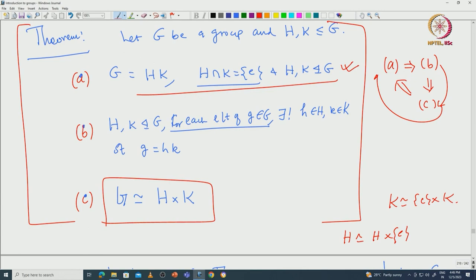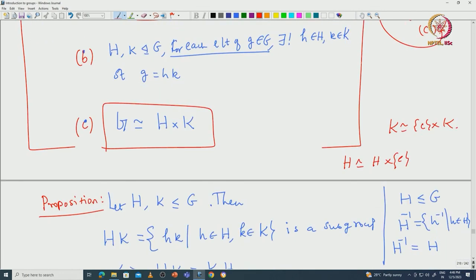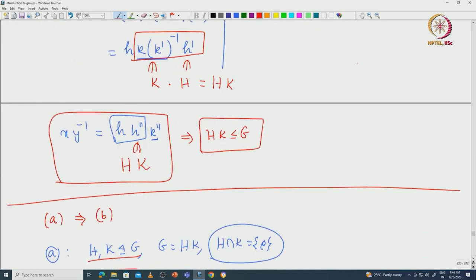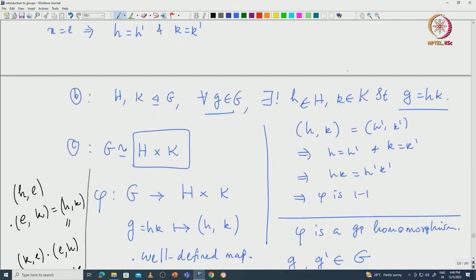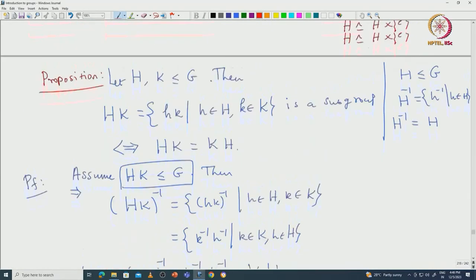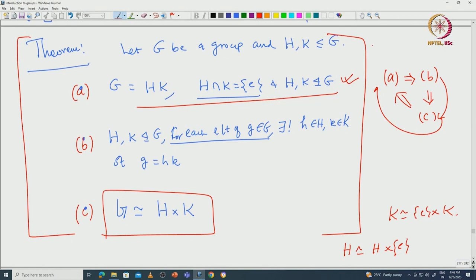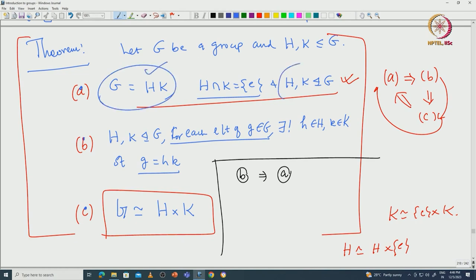So now B implies A is also obvious, for the same reason. So I want to prove that B implies A. For B implies A, all we need to prove is only one thing. From this statement, any G can be written as a product of HK, so this is verified, and H and K being normal is already given here. So the only thing left is that H intersection K is identity.